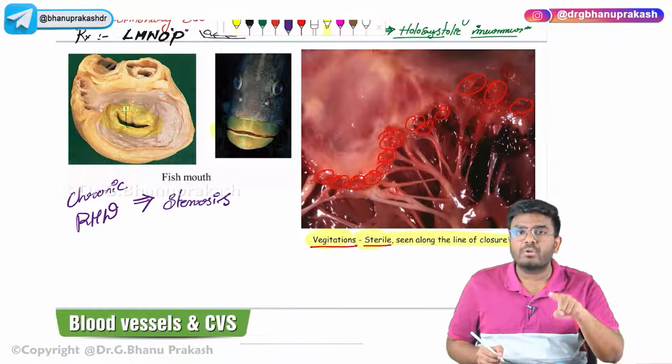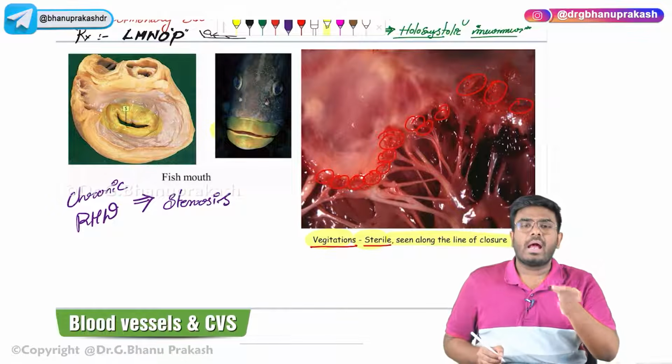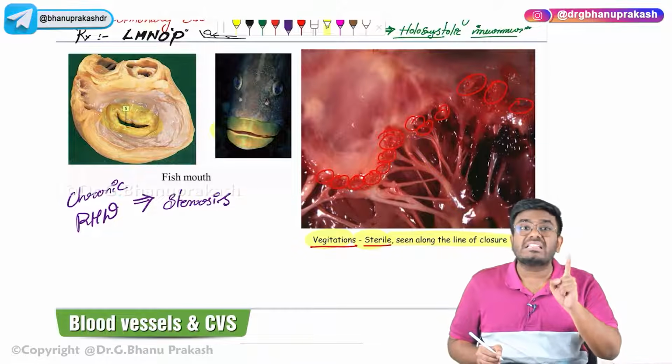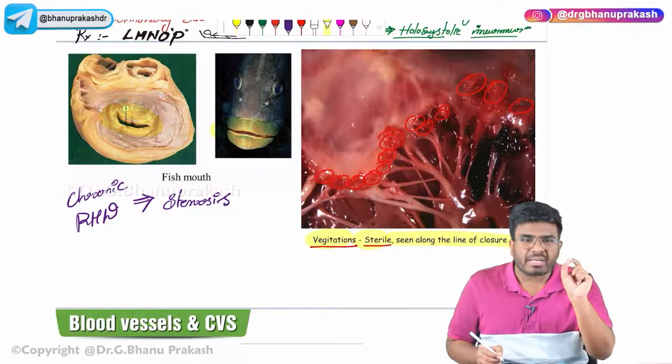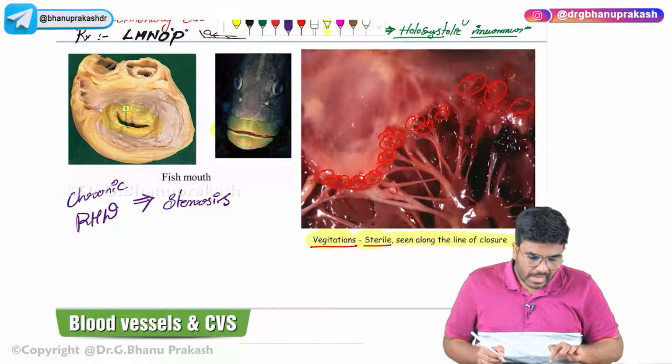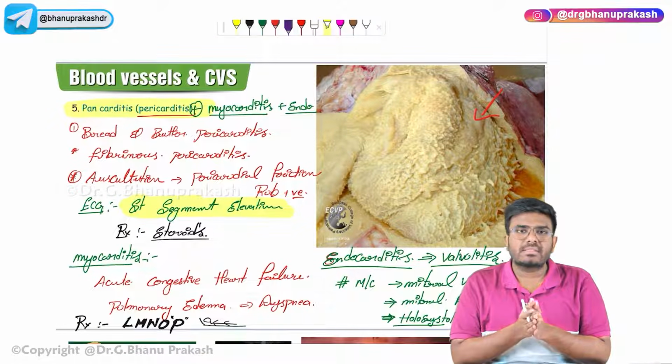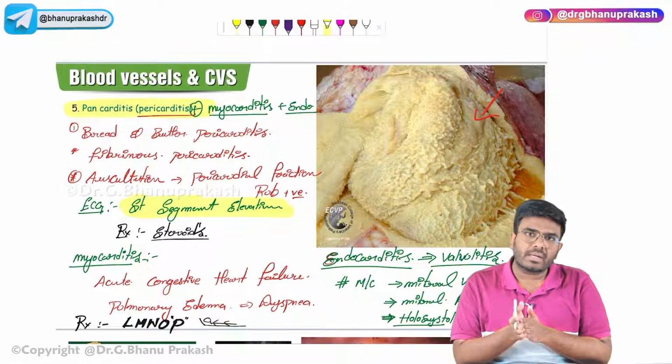And how does it look? It looks like a fish mouth. And along the lines of closure, what do you see? Vegetations. Are these vegetations septic or sterile? They are sterile vegetations. They are nothing but platelet microthrombi. Okay, and what else will you see? Pericarditis. How does it look? It looks like bread and butter, so it is bread and butter pericarditis.